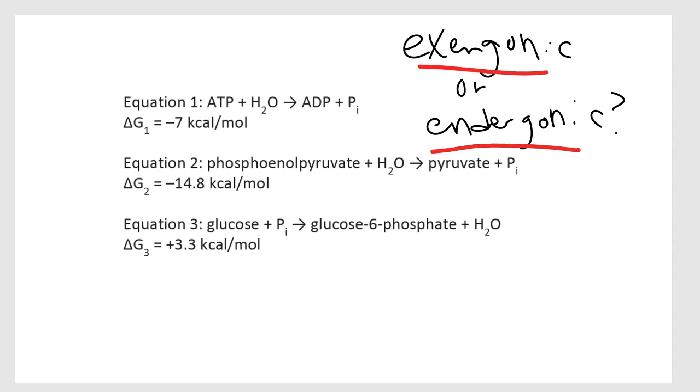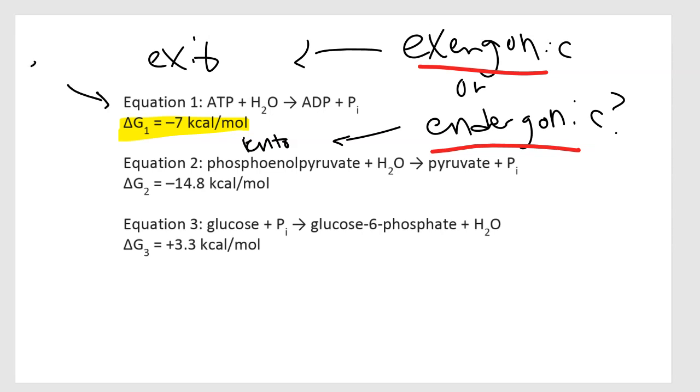So remember, exergonic means energy is exiting the system, so you end up with a lower amount, whereas with endergonic, energy is going into the system, and you're increasing the amount of energy. And so if we look at equation 1, the delta G for equation 1 is negative 7 kilocalories per mole. And if delta G is negative, that means that energy is leaving the system, therefore equation 1 is exergonic.